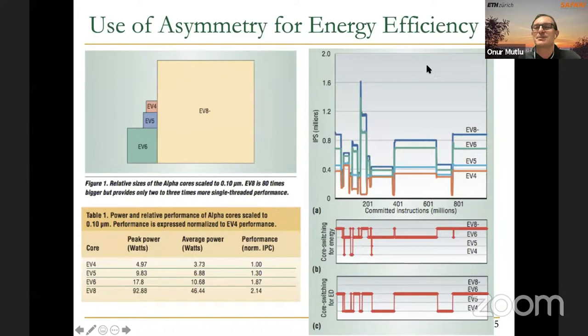This is kind of similar to what the Intel paper that I mentioned earlier said, actually. Basically, you have a huge core and the performance is different, but clearly you have a lot more performance over here. And basically they study power and relative performance of the alpha core scaled to that nanometers, and performance is expressed normalized to EV4 performance. And you can see that there's a performance curve and there's a power curve. So you pay a lot for the performance you get in terms of power. So the power of EV8 is a lot more. So you can actually do the calculation, right? The power increases by, okay, let's say 5 to let's say 100. Power increased by 20x to get 2x performance.